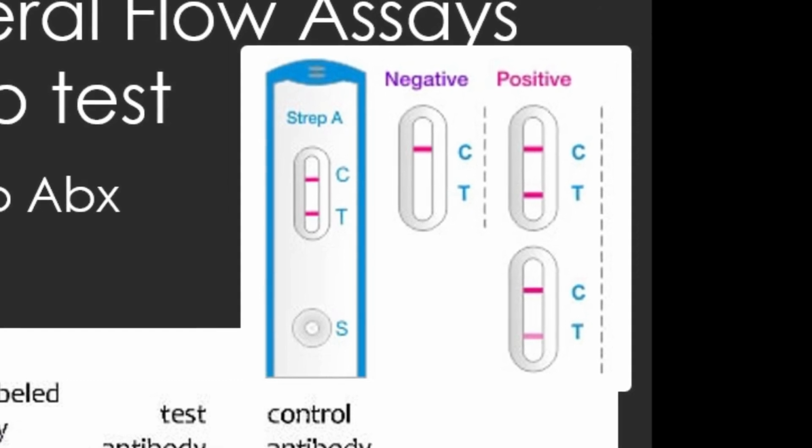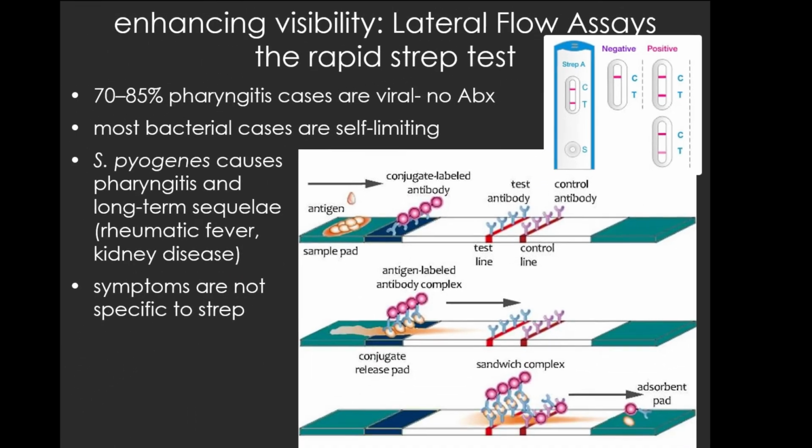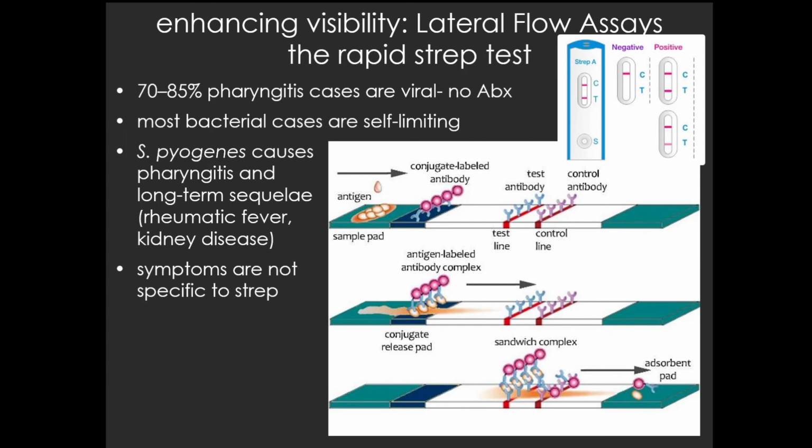In a negative test, because there is no antigen present, nothing will bind to the test antibody test line, and all of the conjugate will move to the control line, where it will color only the control line red, and you will have a negative test. So again, we're seeing increased visibility, helping us to rule out false negatives.